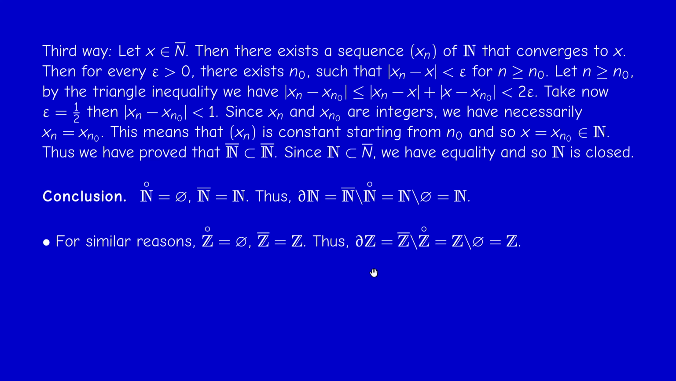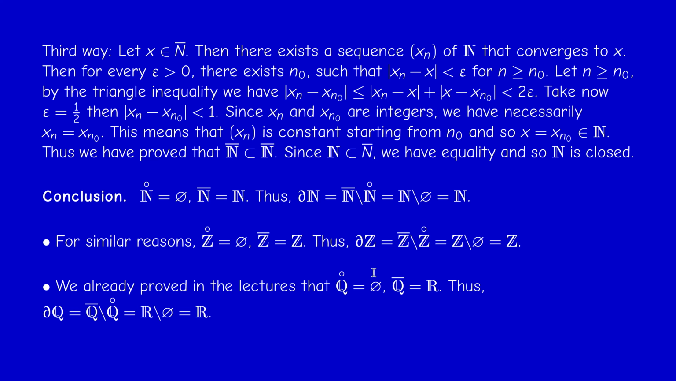For the third set, we already did them in the lectures. So the interior of Q is empty because Q cannot contain a non-empty interval. And the closure of Q is R. So we say that Q is dense. So therefore the boundary of Q is what now? It is R without the empty set, so it's R.